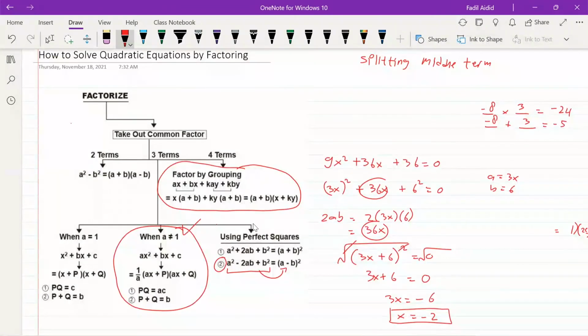Or if you have three terms, but a and c are really big, you can use the perfect square if a and c are perfect squares. And then you need to test whether the middle term is the same as 2ab or minus 2ab, depending on the question.